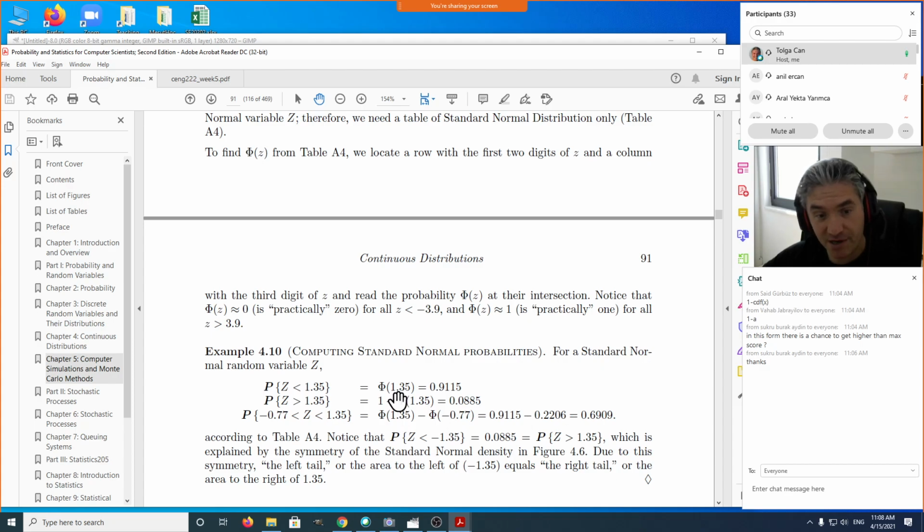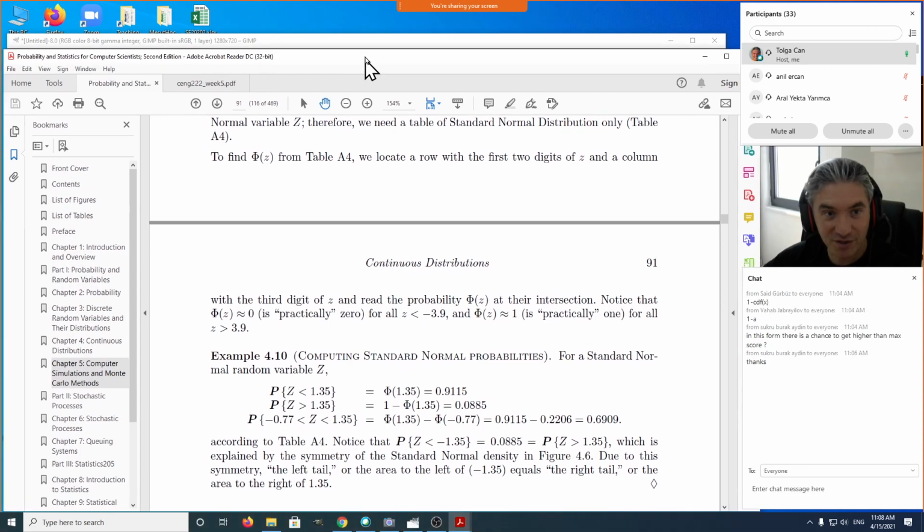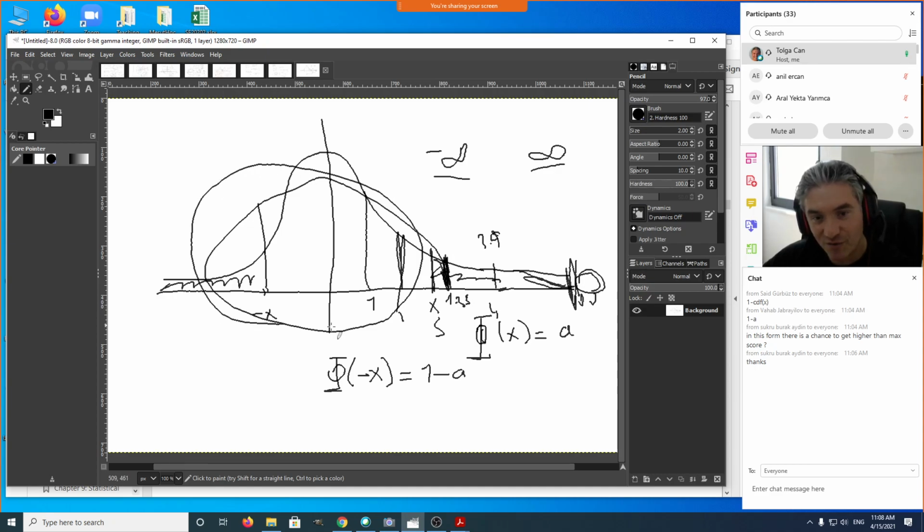Even look at this, the CDF of 1.35 is 0.91. It means 91% of the entire area of the curve is below 1.35 standard deviations from the mean. So if this was 1.35 here, it means that 91% of the area is on the left-hand side, and 9% lies here on the right.